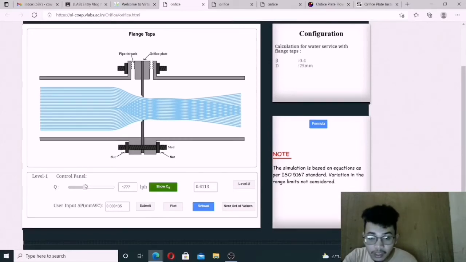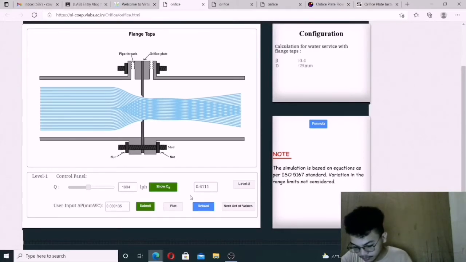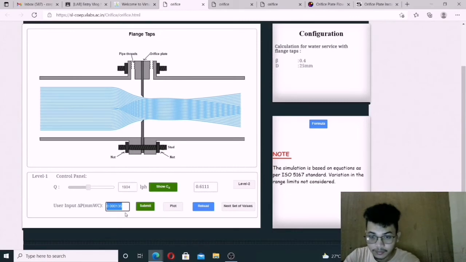So again, we now change the volumetric flow rate, increasing the volumetric flow rate, and then click on the CD. Then we can now calculate the new differential pressure. So that is 1904, and then our 0.6111, then our beta is constant. So that is 1.515 times 10 to the power of -3. So the value that I got is 0.155. So submit, then it's correct.